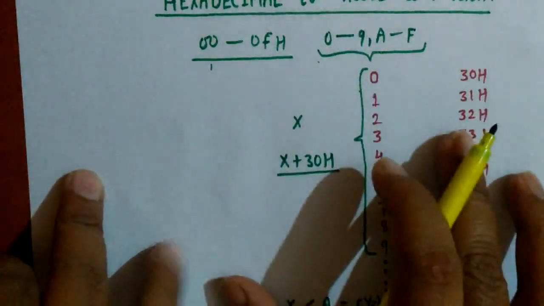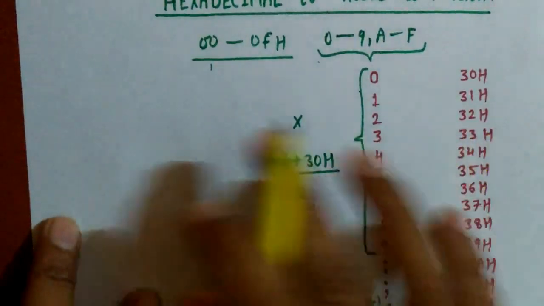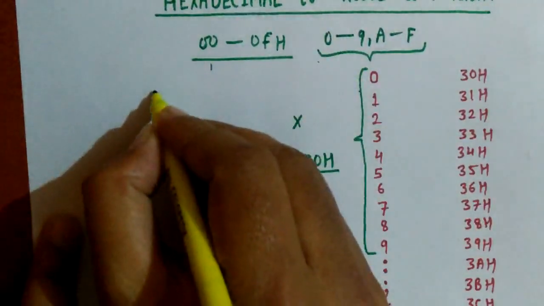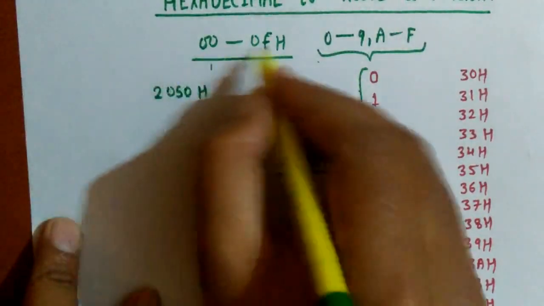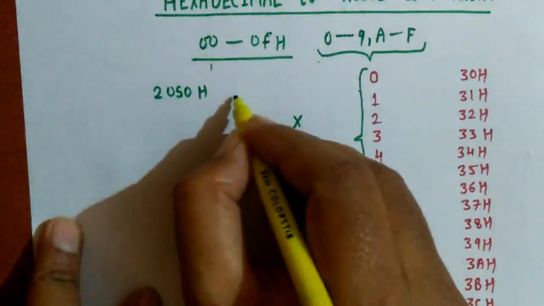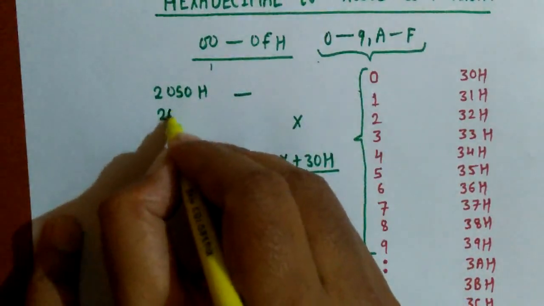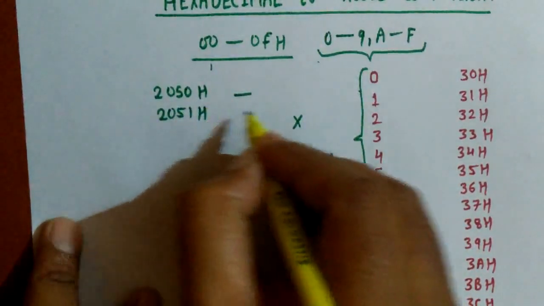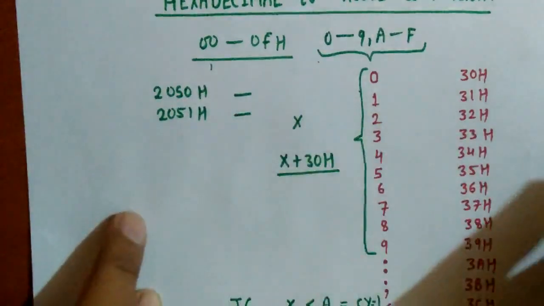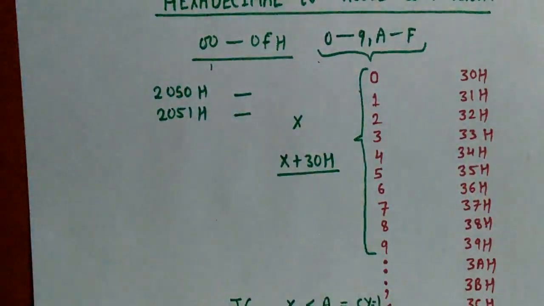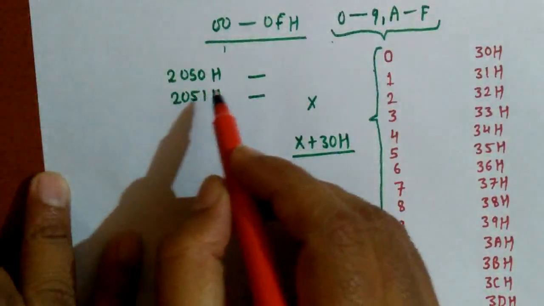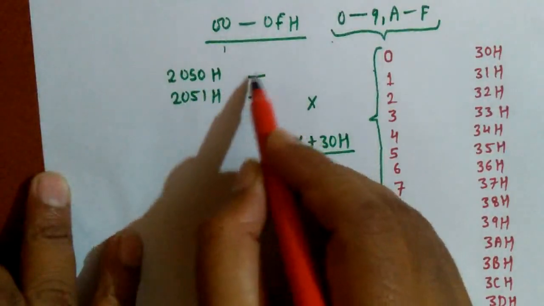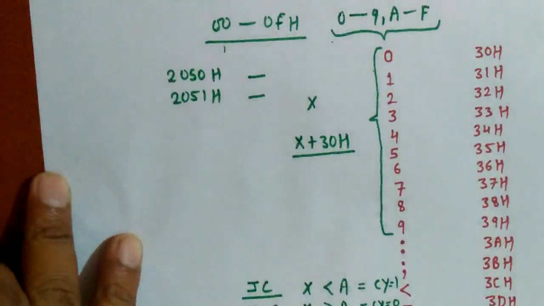So we will have to take an address where the user will write this number. I am assuming that the user will write any one of these numbers at the 2050H location, and we are going to write the answer, that means the result, at the 2051H location. So let's start writing the program. First of all we have to get the number present at 2050H into the accumulator.